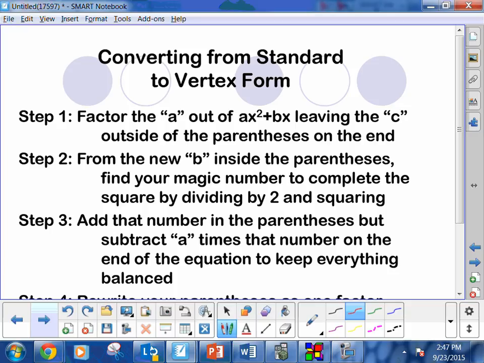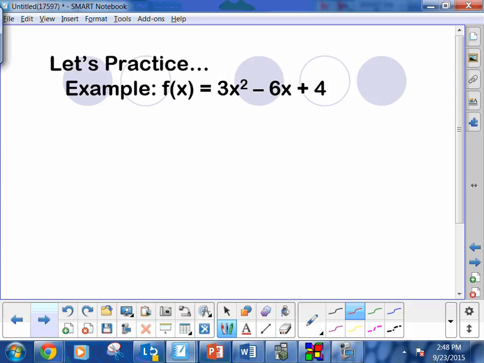Step 1, factor out an a. Then we found this new number that went inside of parentheses. The idea behind it all is that we would take a standard form of this and then make the vertex form. Now, if you go back and look at your notes, I want you to see if you can recall what we did step by step.